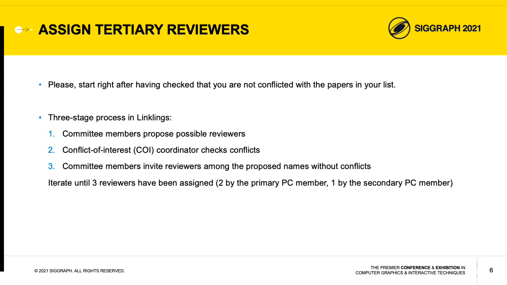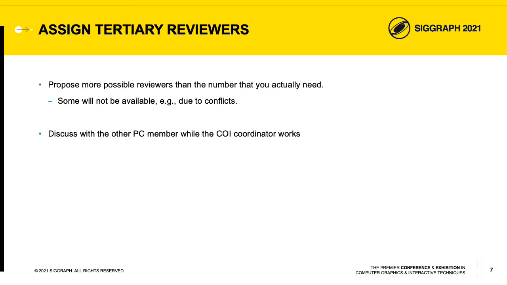You will repeat this process until you have assigned 3 reviewers, 2 by the primary and 1 by the secondary. It is a good strategy to propose more possible reviewers than the number you actually need. Not everyone will be available. For instance, some reviewers will not be able to review the paper because they are conflicted with it. While the coordinator is checking for possible conflicts, it's a good time to discuss with the other PC member to decide who among the possible reviewers would be good people to assign to do the actual reviews.